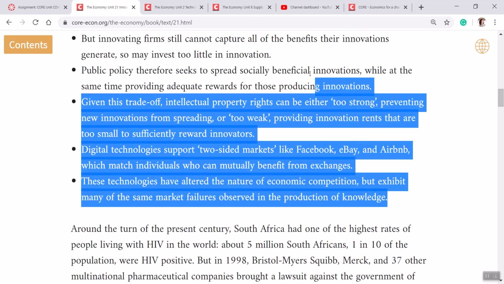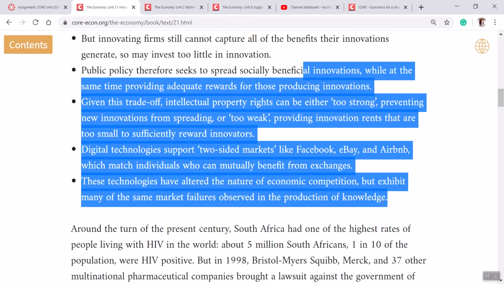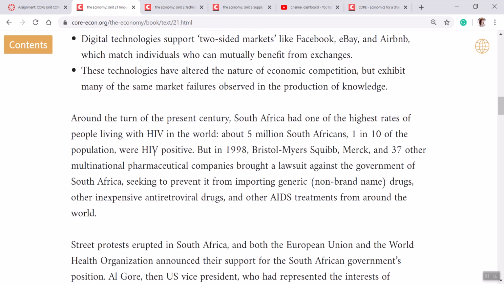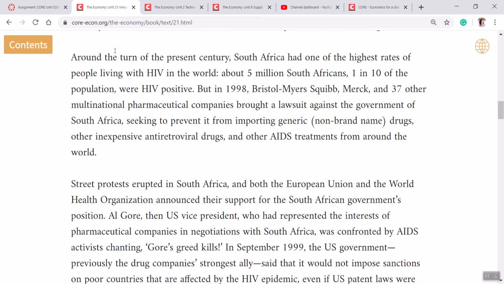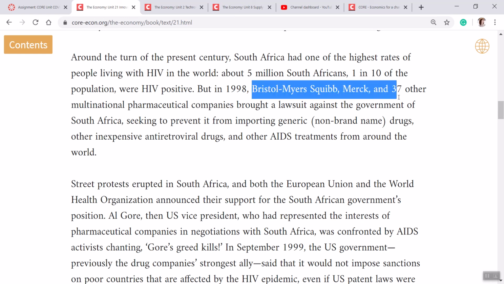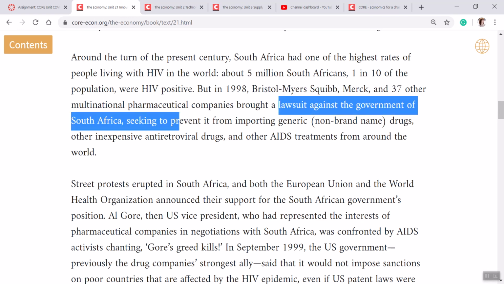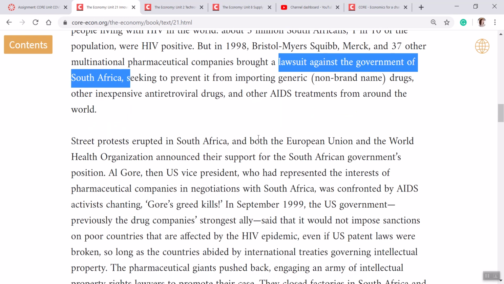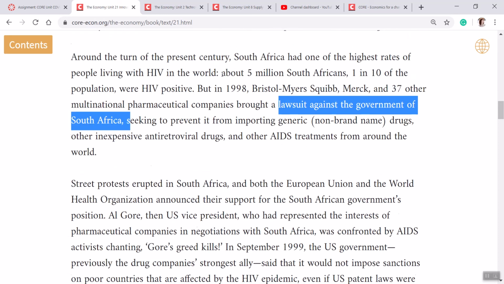Okay, so we have these dynamics, these opportunities, these incentives, and this way that things work. As we go through this chapter, we take a look at a case study on HIV, and how back in 1998, there were many pharmaceutical companies, over 37 multinational companies, all working in AIDS research, okay? And we have lawsuits, right? We have a lawsuit against the government of South Africa because they didn't want them importing generic drugs to treat HIV/AIDS in South Africa.